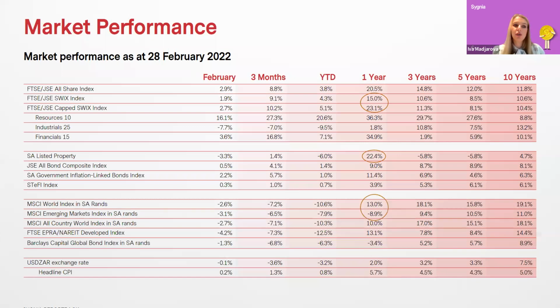And then lastly, just looking at global markets, the MSCI World Index in South African rands measures the performance of developed markets.